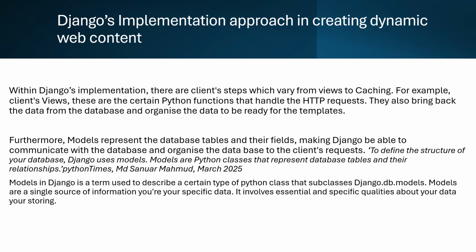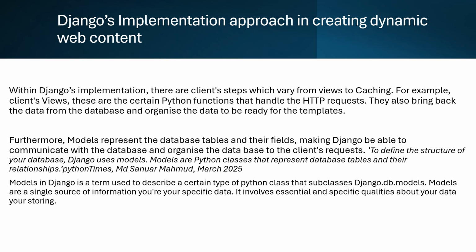So, Django's implementation approach in creating dynamic web content. Within Django's implementation, there are steps which vary from views to caching. For example, views are certain Python functions that handle the HTTP requests. They also bring back the data from the database and organize the data to be ready for the template. Furthermore, models represent the database tables and their fields, making Django able to communicate with the database and serve the data to the client requests.